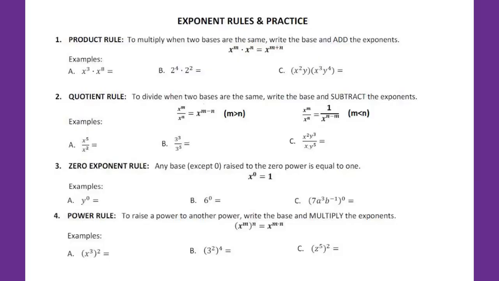This video is about exponent rules and practice. Number 1, product rule. To multiply when two bases are the same, return the base and add the exponents. So we have x to the third power times x to the eighth power means x to the 11th power. We add exponents. Remember, when you do the operation of power, the base never changes.